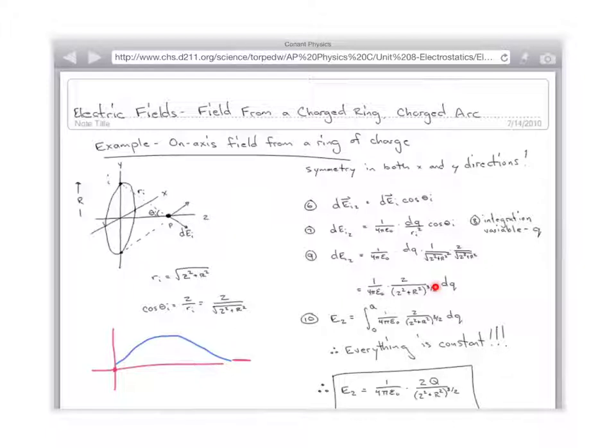However, it's not, because everything in there is a constant. Every single thing in there is a constant. So it's just that times q. Exactly. There is no integration required. It's the integral of a constant. Are you guys okay with this one? All right, good, because it's easy. So the answer is k times zq over z squared plus r squared to the 3/2. That's the answer. You didn't have to integrate.